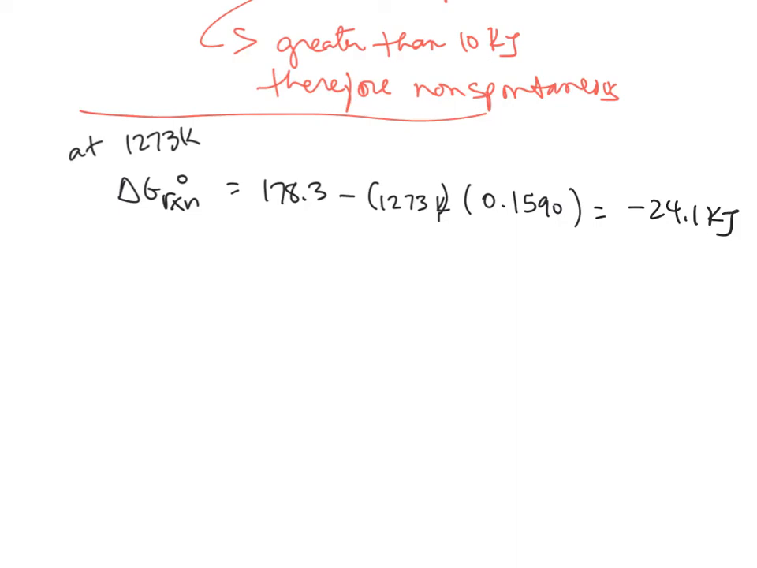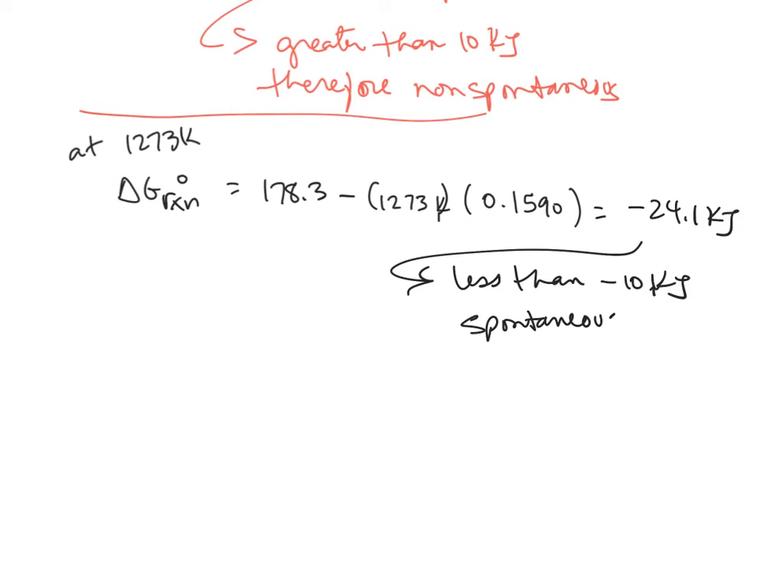So now, this is less than negative 10 kilojoules, right? My notes are wrong there. And so it's going to be spontaneous. Right? Because delta G is negative means spontaneous. It means the reaction will go. All right, and then what else?